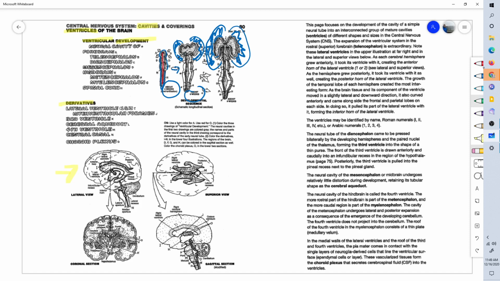In the fully developed brain, down here, we encounter well-defined ventricles. This is the lateral ventricle here. This is the left lateral ventricle. Up here is the right lateral ventricle. Of course, you know your terms. Posterior means behind, so this is the posterior horn of the lateral ventricle right here. This is the anterior horn of the lateral ventricle up here.